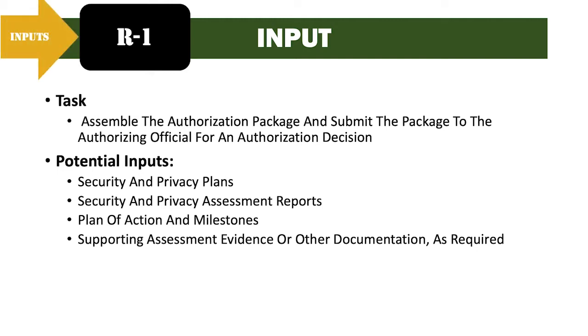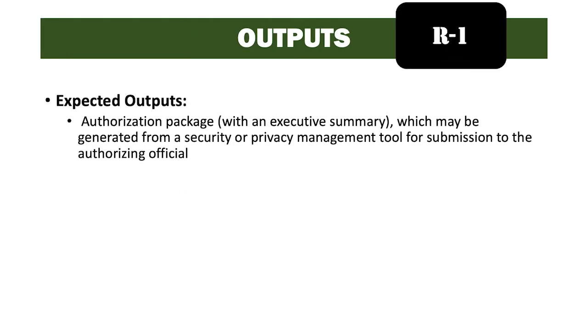Inputs to this task include security and privacy plans, security and privacy assessment reports, the plan of action and milestones, and supporting assessment evidence or other documentation as required. Expected outputs to this task include the authorization package with the executive summary, which may be generated from the security or privacy management tool for submission to the authorizing official.